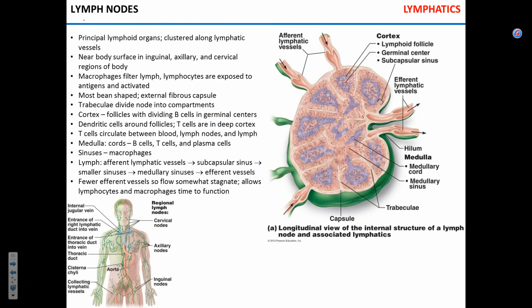So let's take a look at the structure of the lymph node. So lymph node is shaped like a bean, okay? And in terms of the size, they're pretty small, about the size of a small bean actually. There are certain areas in the body which have more lymph nodes than others.